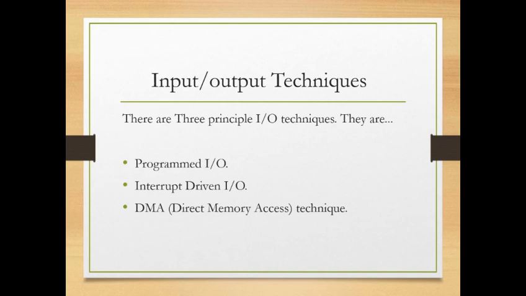Second one, DMA technique, direct memory access. Direct memory access is the data transfer strategy that bypasses the CPU, instead using a dedicated DMA controller to transfer data between memory and the device. Last one, program input output.